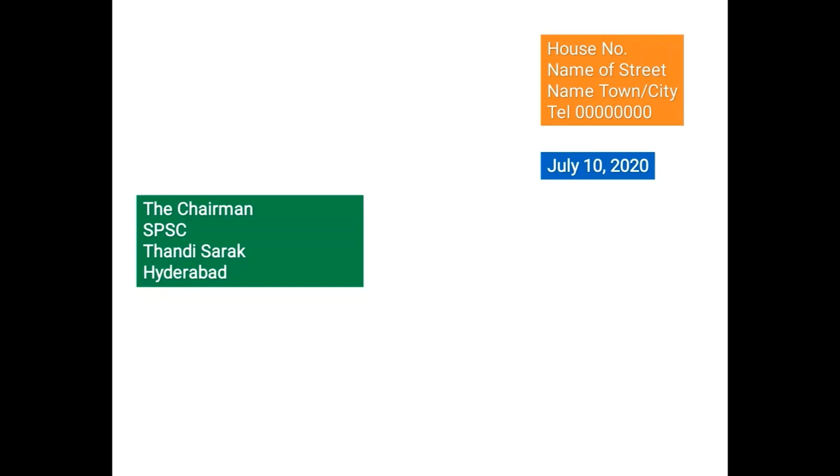Remember, we are talking about a formal letter. So this is the third step. The first step was your address. Then just below it was the date. Then on the left corner, just below the date, is the address of the person who will receive your letter.